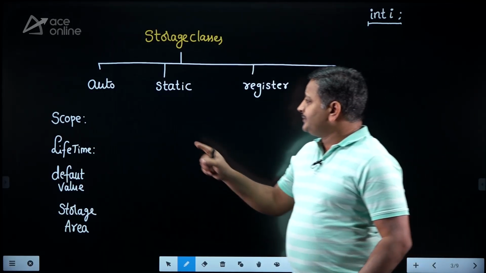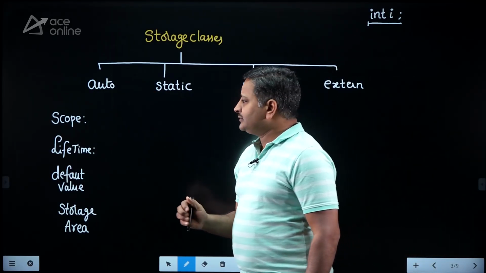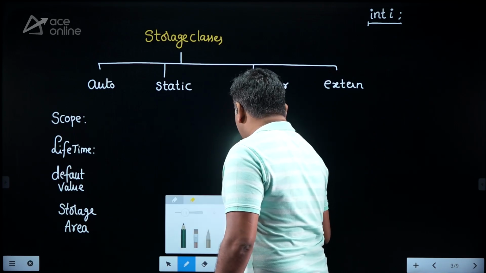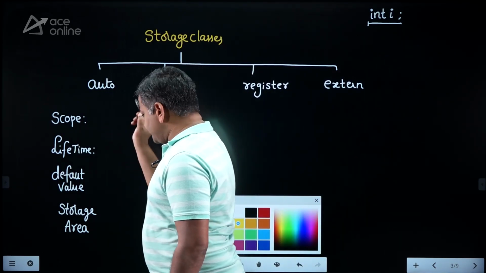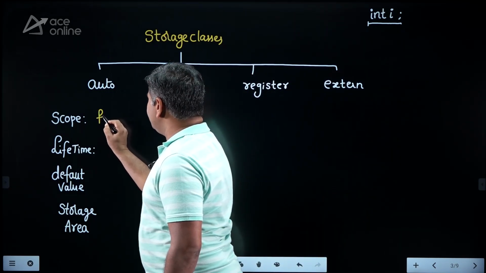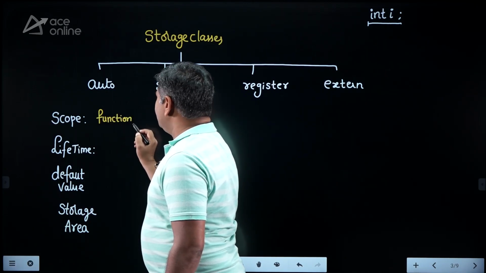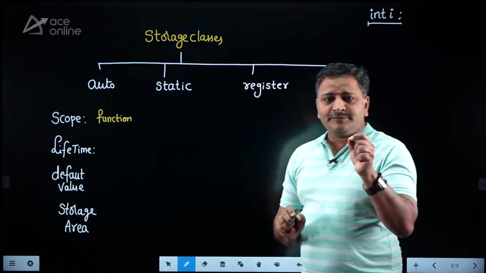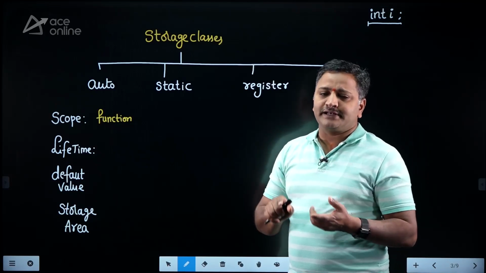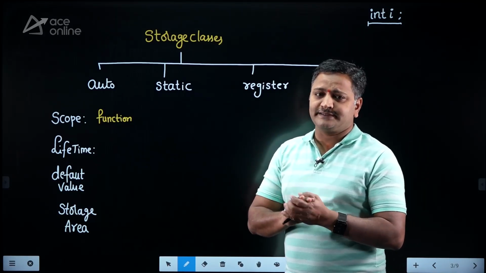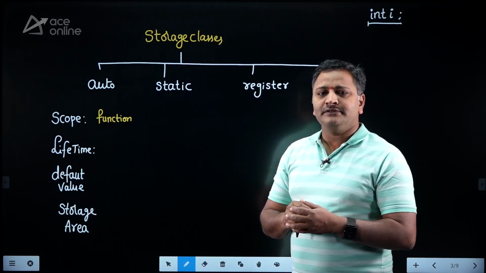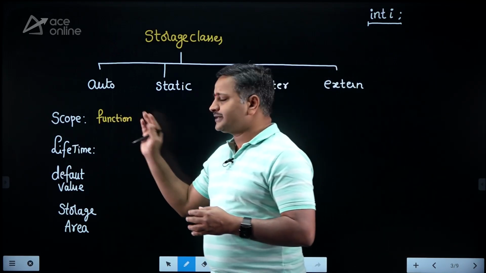Suppose the variable is an auto variable. What type of scope does it have? Auto variable has function scope. It means the variable is accessible only within the function where it is declared. No other function can access the auto variable of some other function. So this is called function scope.